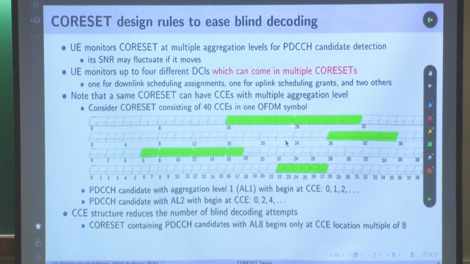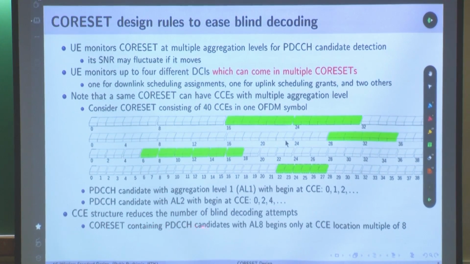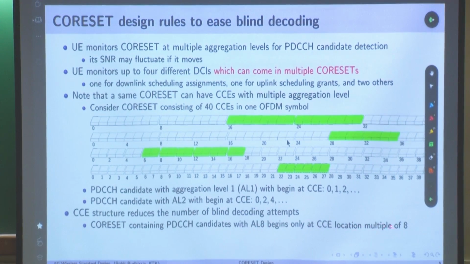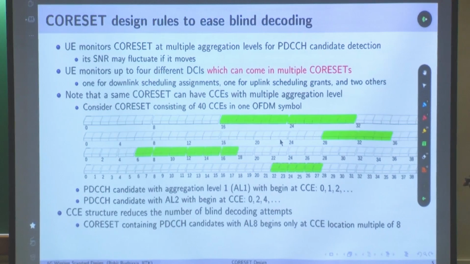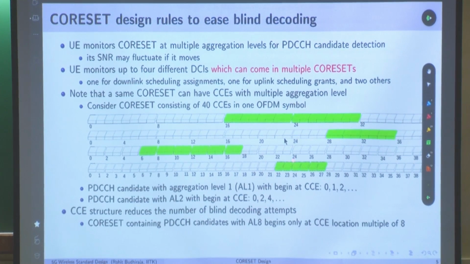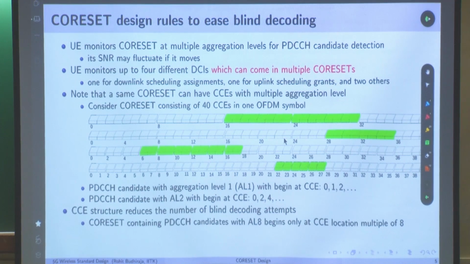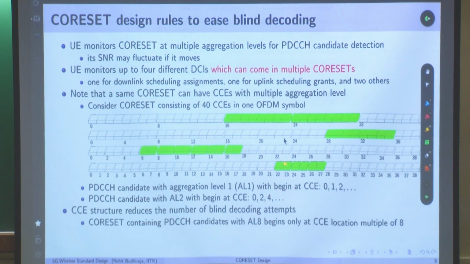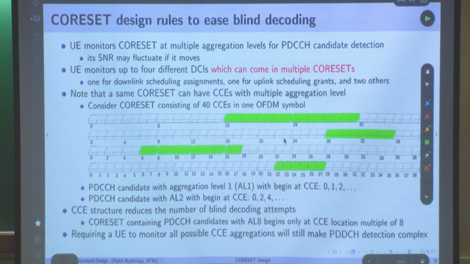And similarly at aggregation level 8, a CORESET containing a PDCCH candidate with aggregation level 8 begins only at a CCE location that is a multiple of 8. That is what I am saying over here, okay, right. And they are PDCCH candidates, as I said. This is one candidate location, this is another candidate location, and it will search. If it finds, it's okay. If not, then it moves on, okay, right.